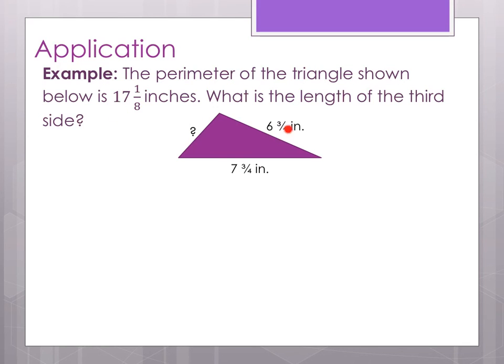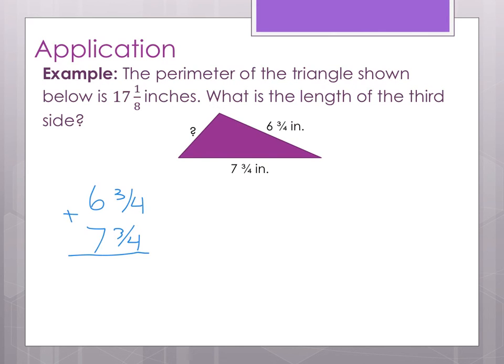So there are several ways to do it. I could subtract each side from 17 1/8 individually, but I think what might be a little more efficient is to add the two sides that we know together and then subtract that sum from the total, and that'll give us the part that's left over, our unknown side here. So that's what I'm going to do. I'm going to start by adding our known sides together. We have 6 3/4 and 7 3/4. I'll go ahead and add those up.